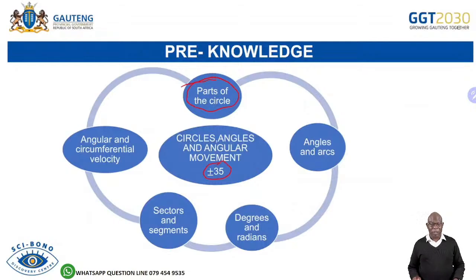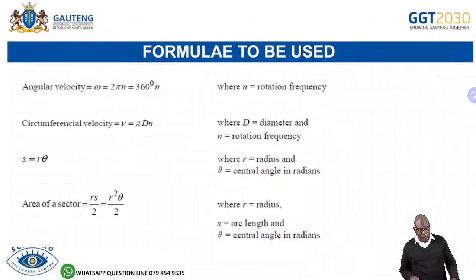That includes the measurement, which we're not going to look at today, but we are going to look at all other concepts here. Angular and circumferential velocity, angles and arcs, we're going to do questions on that. Sectors and segments, we're going to get the area of sectors. How to change from degrees to radians and radians to degrees. And this is what we're going to be doing using the activities that come.